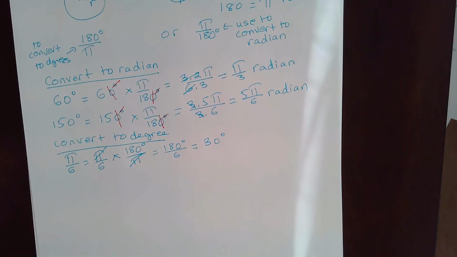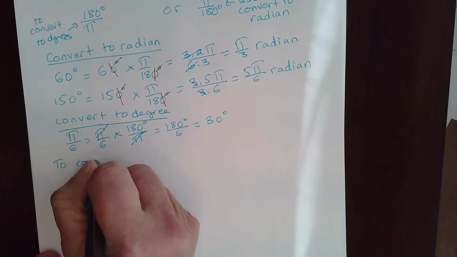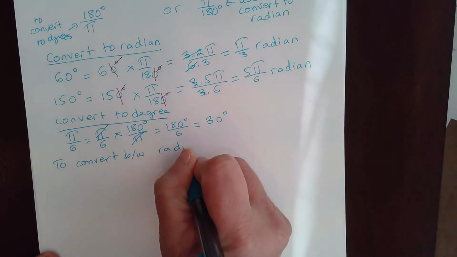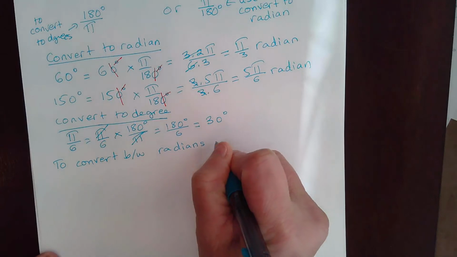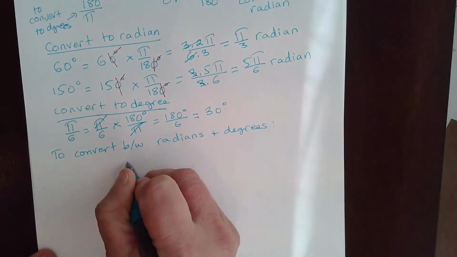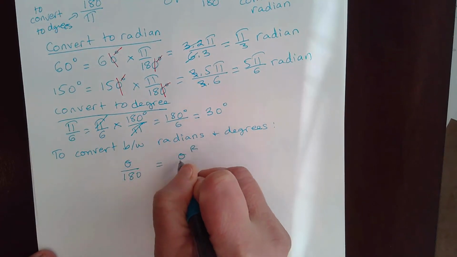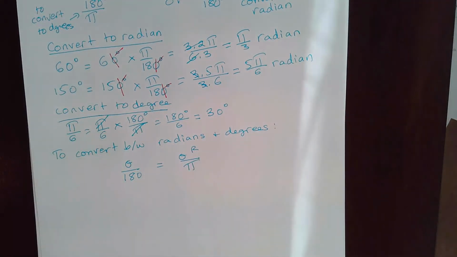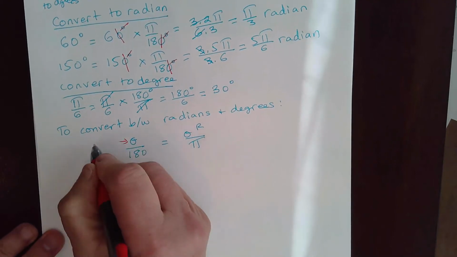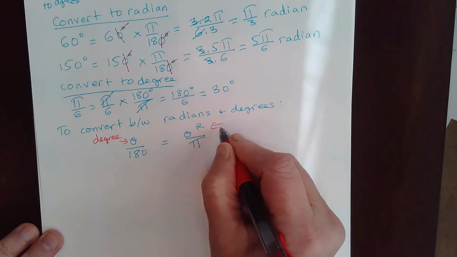Now, also to convert between radian and degrees, you could use another formula. You could use this formula, theta over 180 equals theta radian over pi. So this one right here is an angle in degrees, and this is an angle in radian.